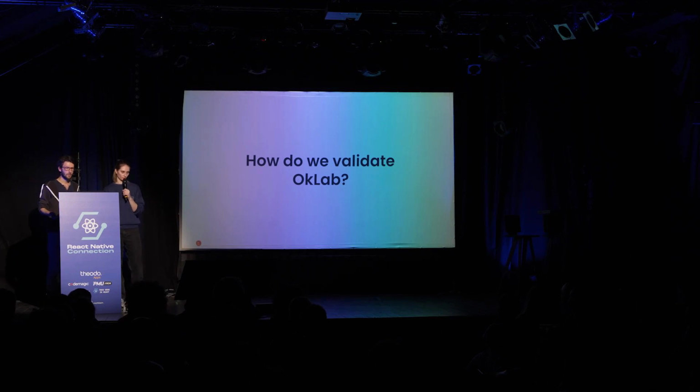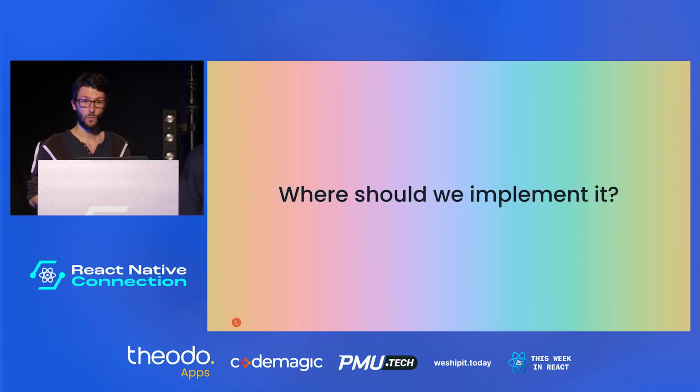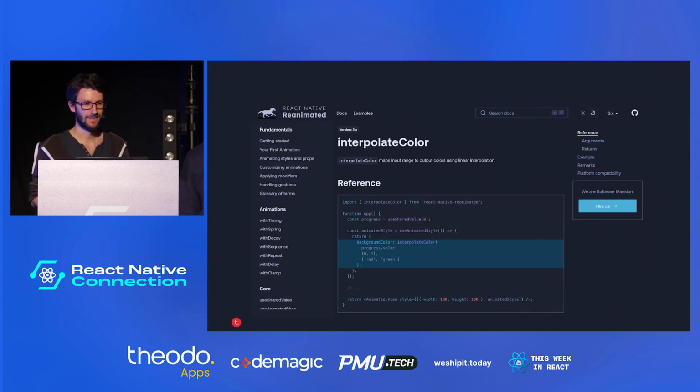So now, how do we make sure that implementing OkLab into React Native is the best thing that we can do? Well, the first question that we ask ourselves is, where should we implement it? And the reply was obviously Reanimated. We thought about Reanimated because it has an API called interpolateColor, and with this API, we need to predict the next color. So OkLab would be a great fit in it, and it could allow us to gather feedback from the community.